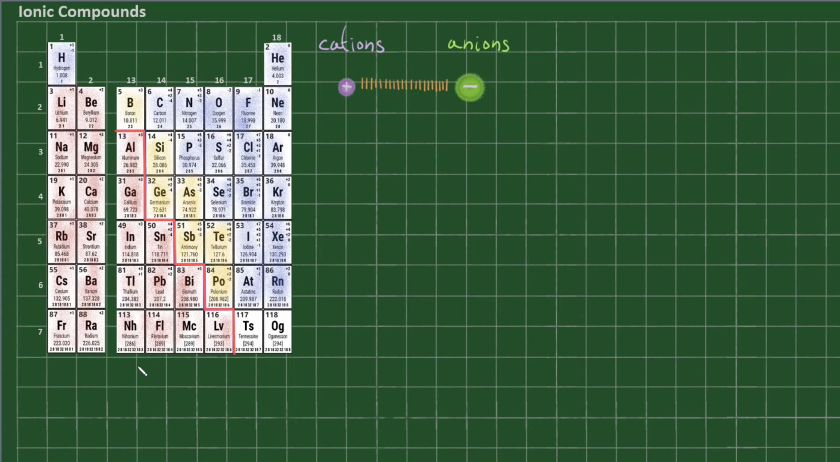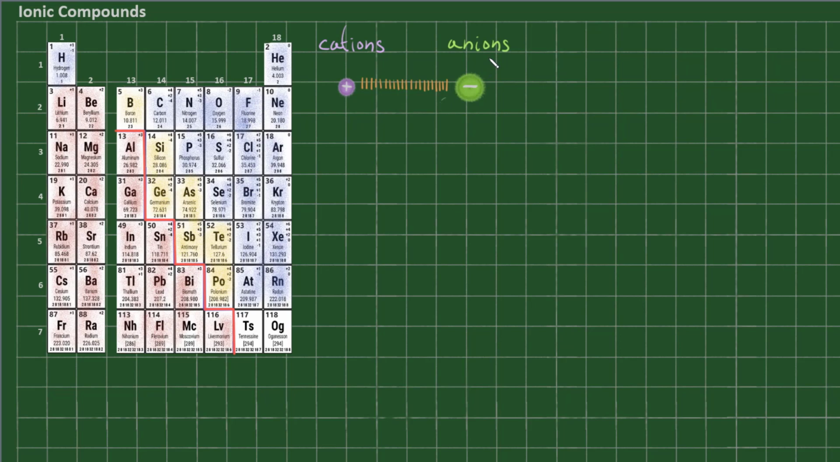So far I have mentioned that metals, highlighted here in red, will donate electrons and become cations, positively charged particles. On the other hand, nonmetals, shown here in blue, will gain electrons and will become anions, negatively charged particles. And I have also stated that an electrostatic force or an electrostatic interaction between the positively charged cation and a negatively charged anion will result in an ionic bond and finally give us an ionic compound.